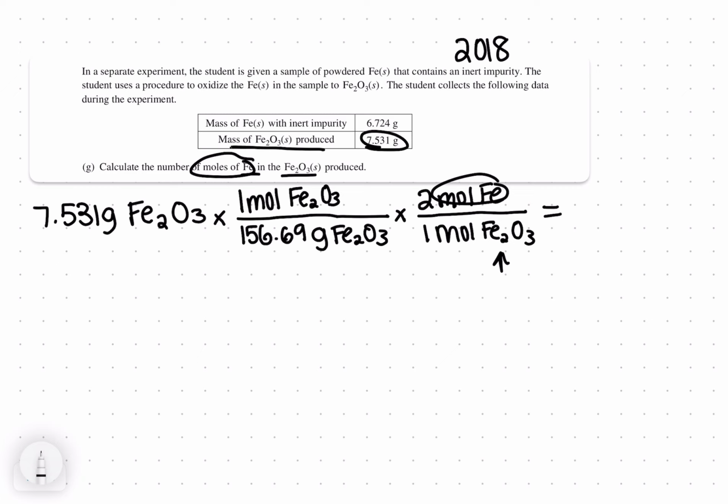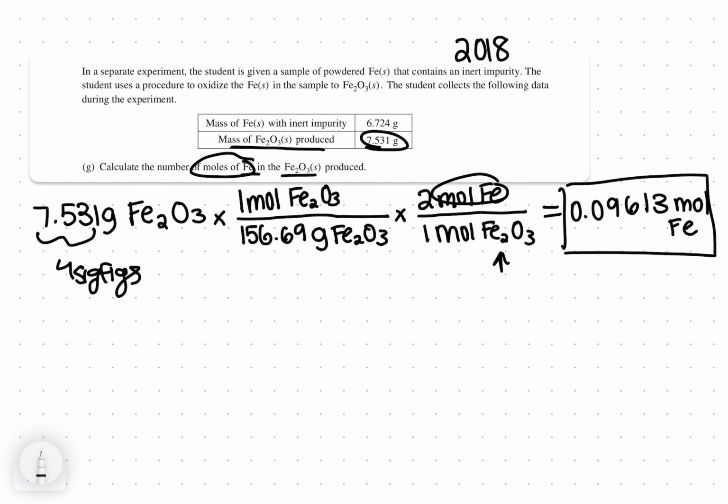So now let's do 7.531 divided by 156.69 times 2. And that will give us a really small number. And let's take a look at these sig figs here. There are 4. So we want our answer to be in 4. So 0.09613. This is rounded up. Moles of Fe. Perfect. That's really all there is to that.